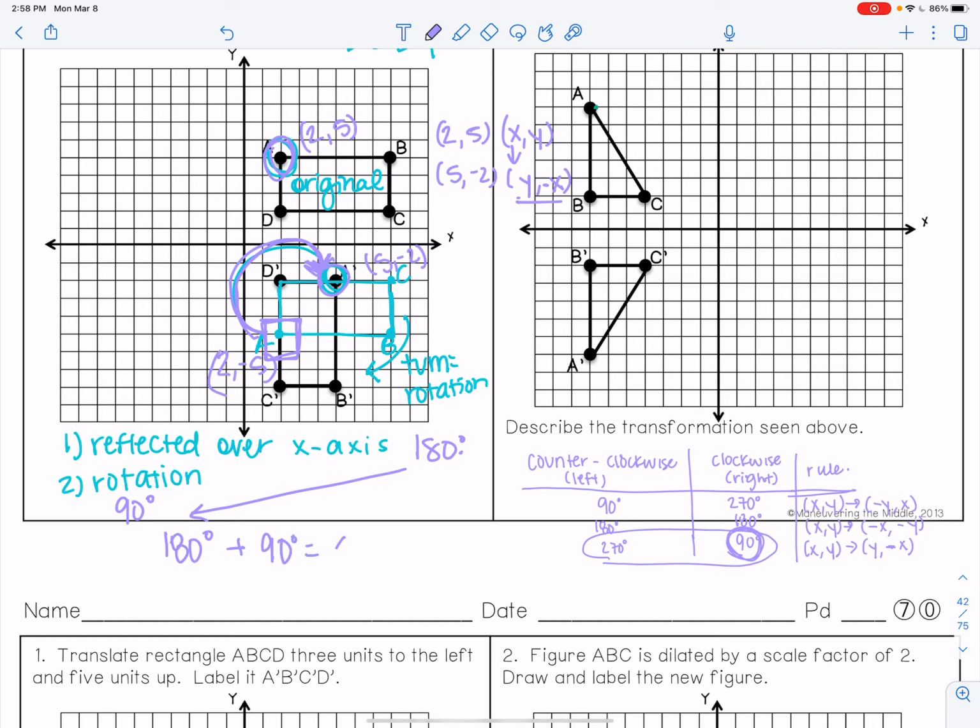So what we've done is we've rotated it 270 degrees, which matches here. We could have just said that, so that's good. We've checked ourselves. So we have our 270 degree overall rotation.